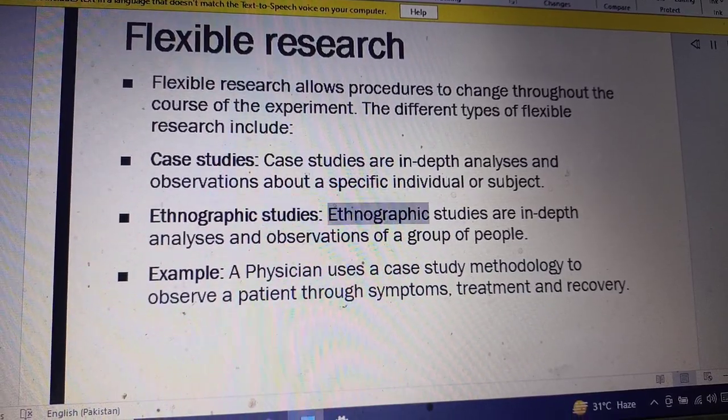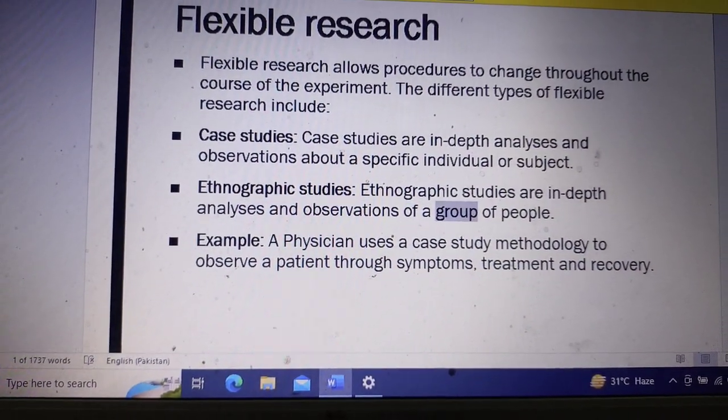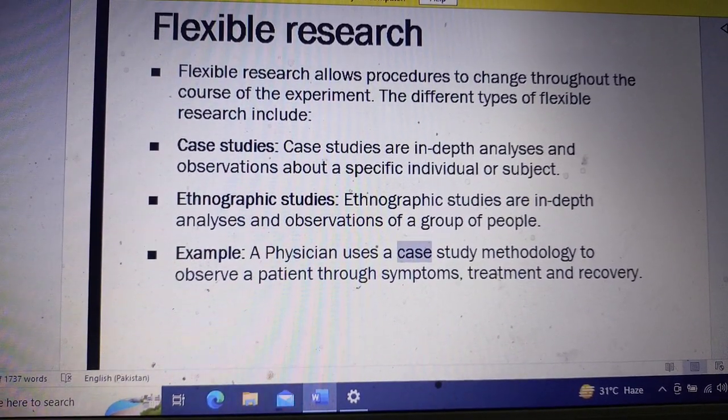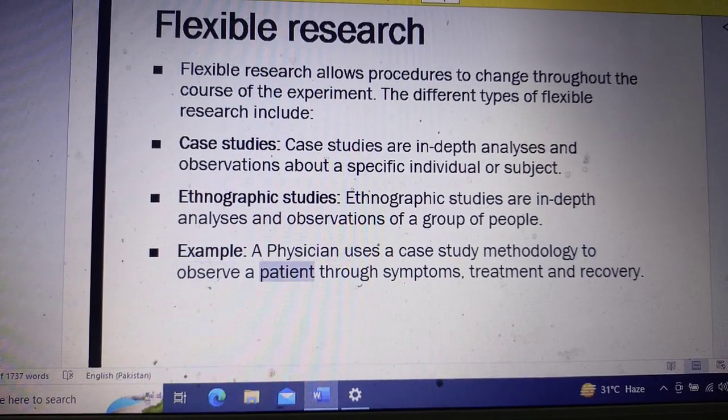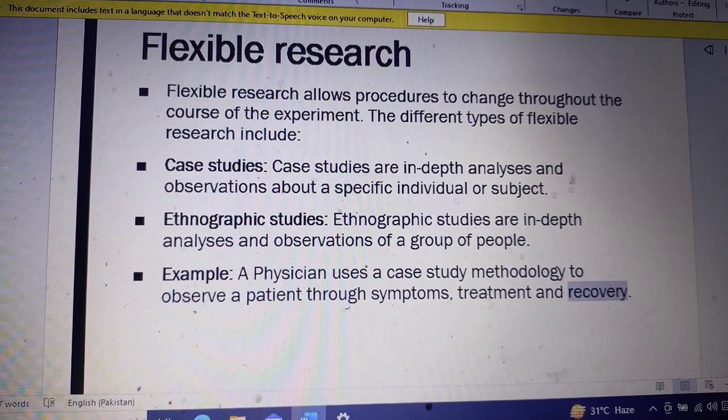Ethnographic studies. Ethnographic studies are in-depth analyses and observations of a group of people. Example, a physician uses a case study methodology to observe a patient through symptoms, treatment, and recovery.